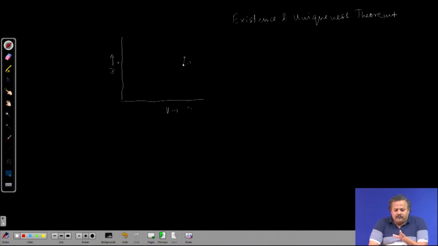We will not go into the proof of this. There is a formal proof of it. We will just assume it and go forward. So, this has a very important implication in the phase plane.